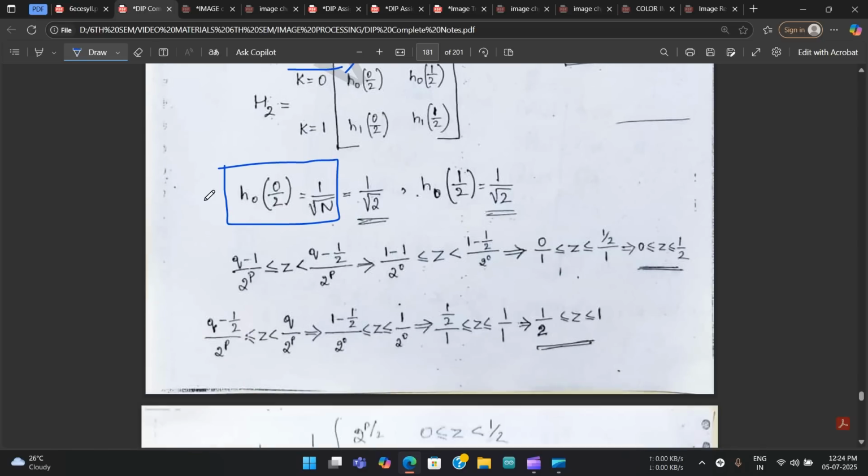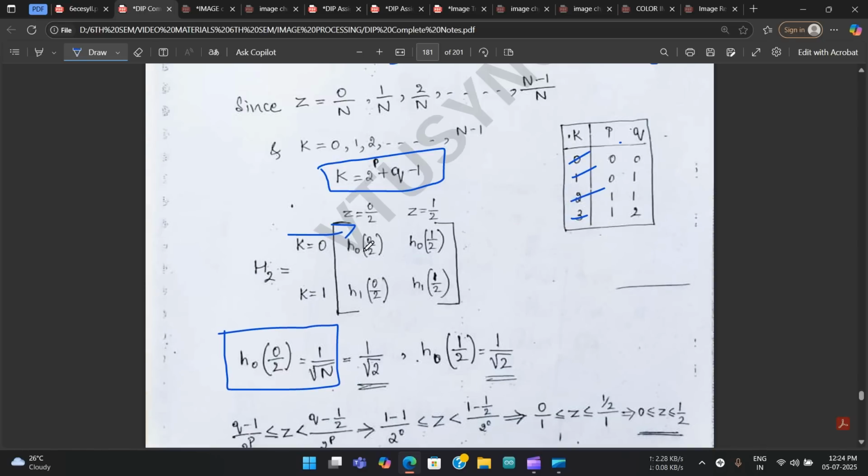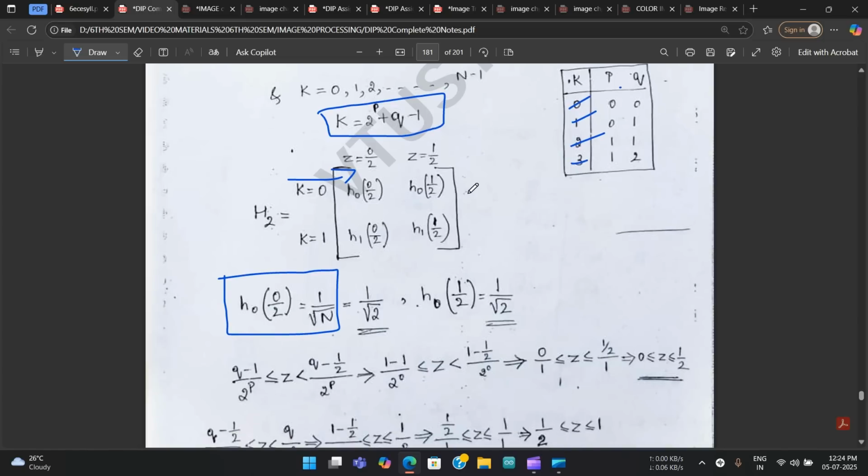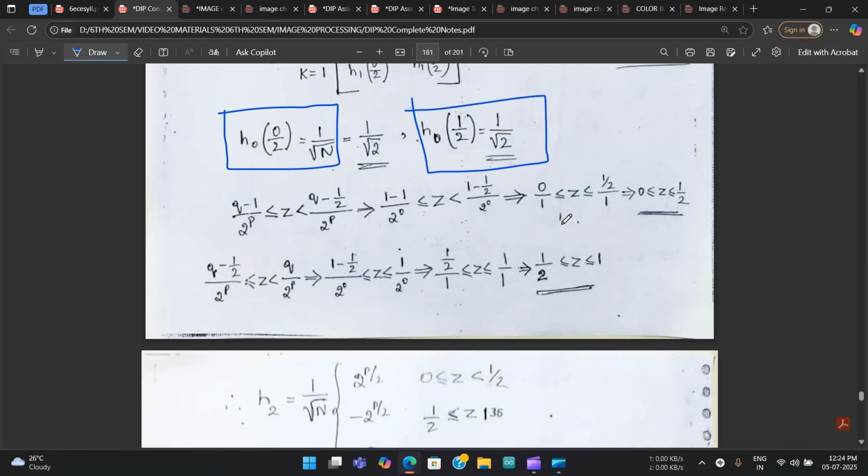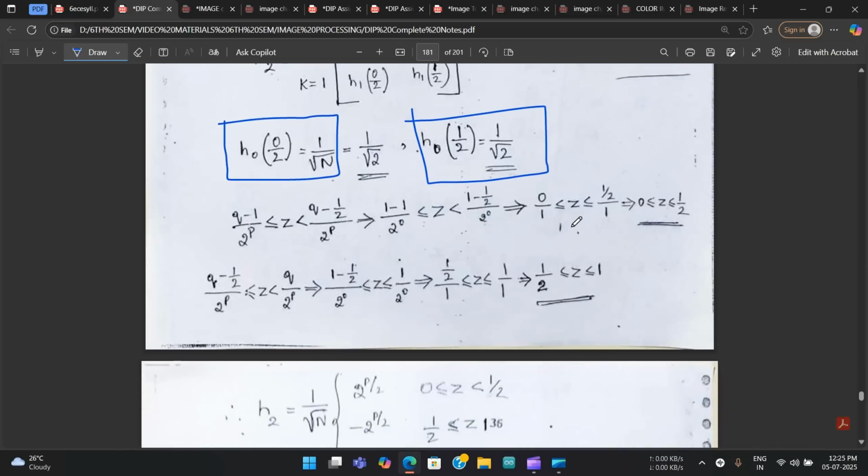So that's why, for h0 of 0 by 2 and h0 of 1 by 2, if you substitute, it is 1 by root n, and n value is 2, so 1 by root 2. So for both the values h0 of 0 by 2 and h0 of 1 by 2, it is 1 by root 2. Now these two values are over, we have got it, that is 1 by root 2. Now these two values are left. So how to calculate that? You see here, it is easy to calculate, nothing much to do.